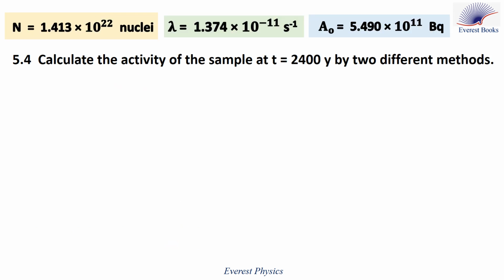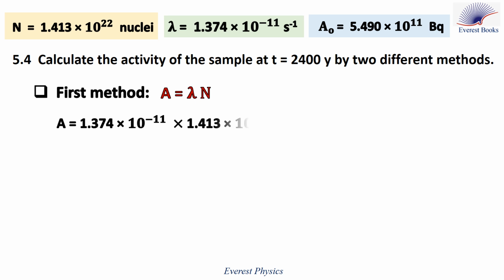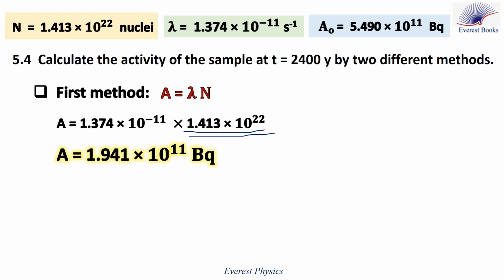Now we are going to calculate the activity of the sample at time 2400 years by two different methods. In the first method, we are going to multiply the decay constant by the number of the remaining nuclei. The number of the remaining nuclei is unitless. The unit of lambda is second to the power minus 1. Then the unit of the activity should be becquerels.